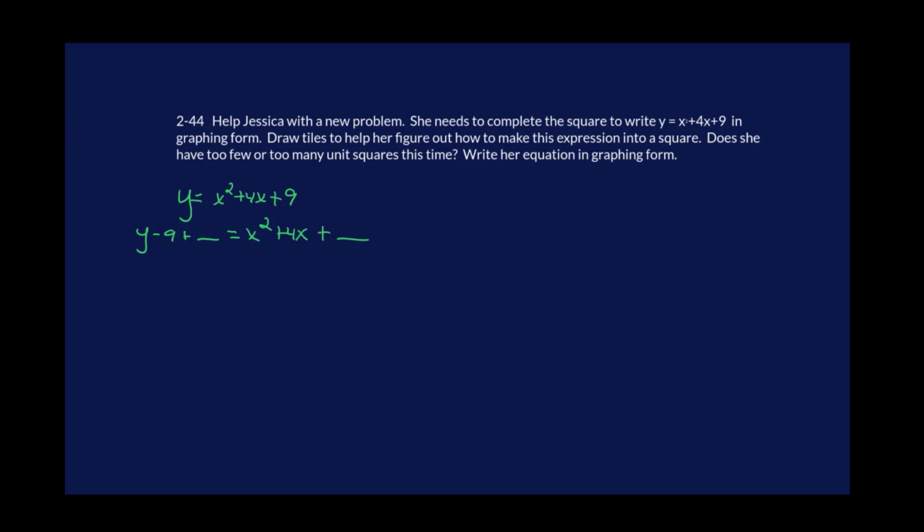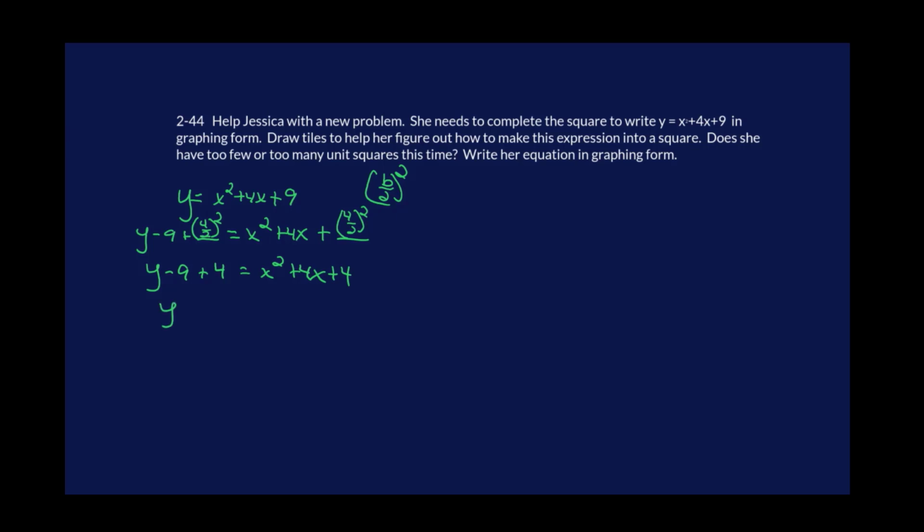Plus my blank here as well. Remember, that's b over 2 squared. So I'm going to put my 4 over 2 squared in both spots, because whatever you do to one side, you have to do to the other in algebra. Y minus 9 plus 4, because 4 divided by 2 is 2, and that squared is 4. So x squared plus 4x plus 4.